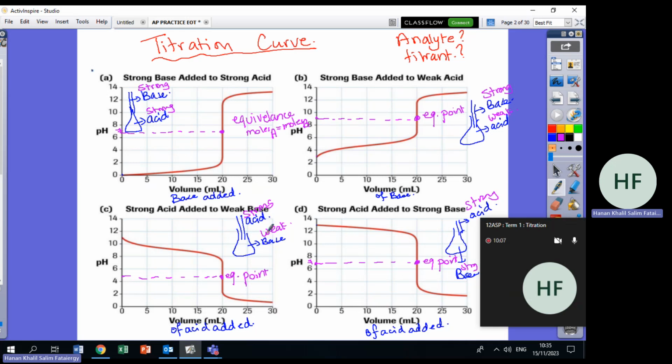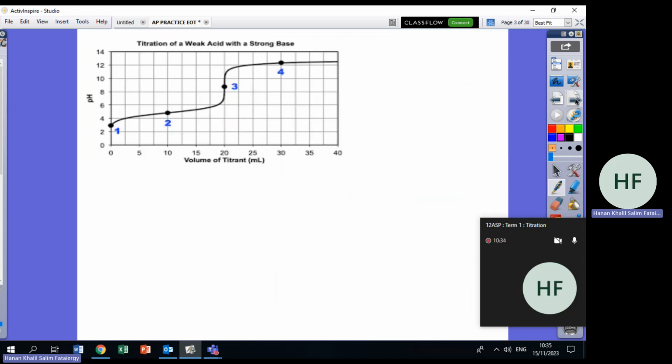Okay, the third thing you need to know from the graph is, if a substance is weak, we need to know its Ka. Of course these two are strong, so we don't have Ka. Since here I have a strong base and weak acid, the weak acid must have a Ka value. Now how can I tell my Ka value from the graph? Ka value usually is found at the half equivalence point. Okay, let me show you another graph.